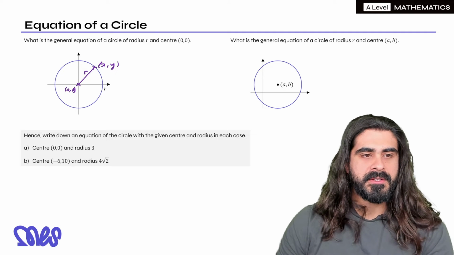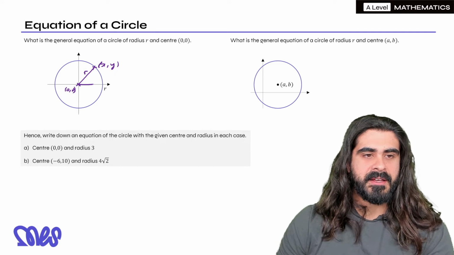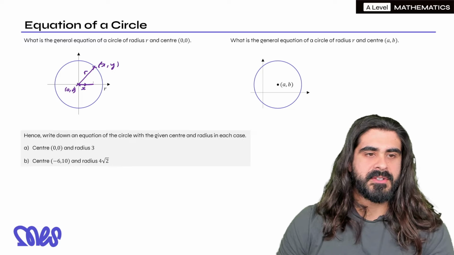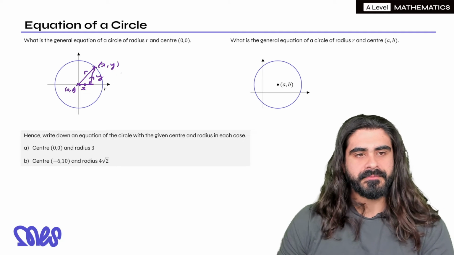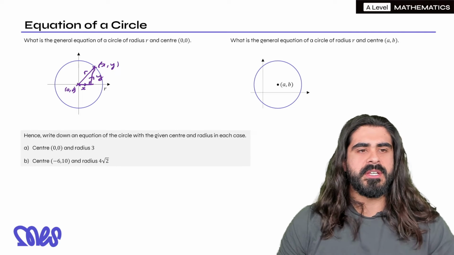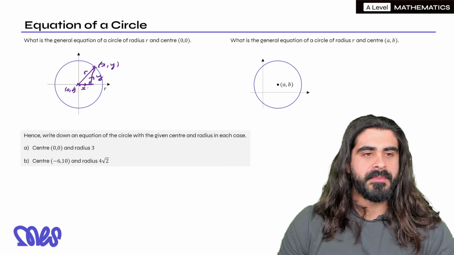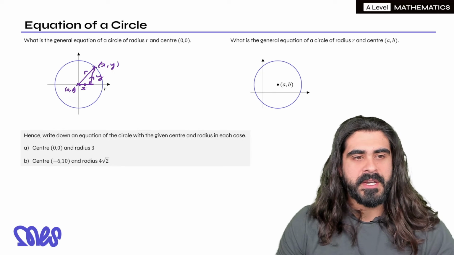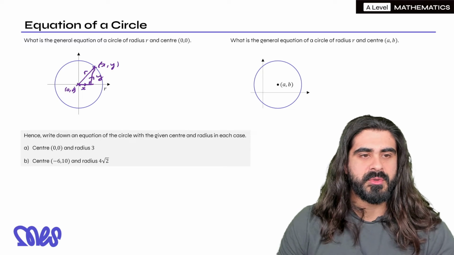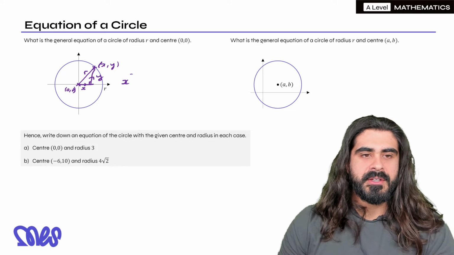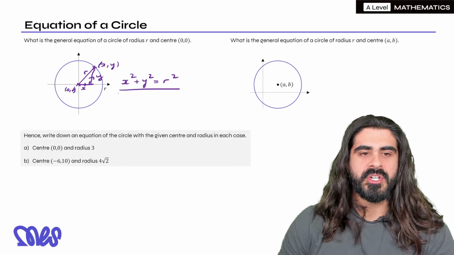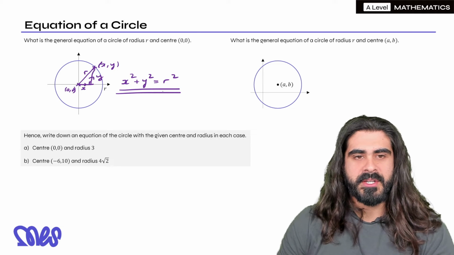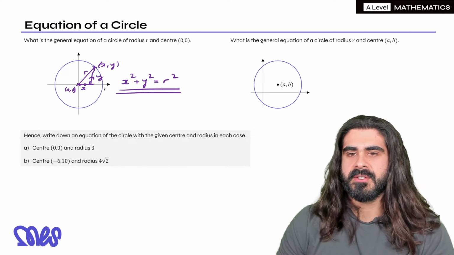Now, this point is a distance x on the x-axis and y on the y-axis. We form a right-angled triangle, and then what links all of these three lengths together is Pythagoras' theorem. And then this derives the result straight away. So it's x squared plus y squared is r squared. So for a circle with center 0, 0, the general equation is x squared plus y squared is r squared, where r is the radius.